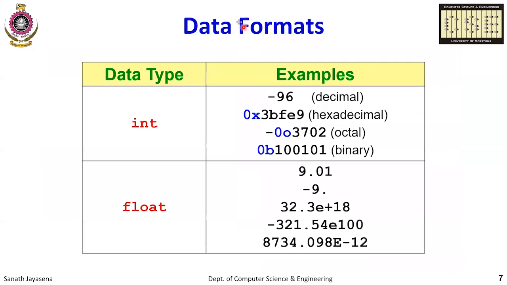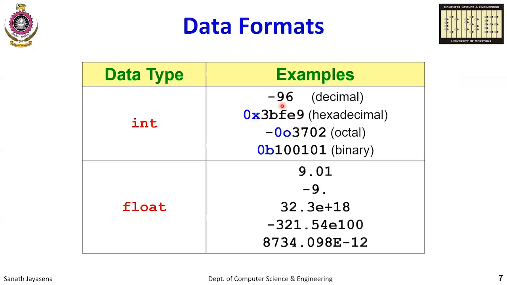Now here are some examples of data types like int and float, just to show you different ways that integers and floating point numbers can be represented. The first one, minus 96, is an integer value, a negative integer. This is one way of representing it, in the normal decimal format that we are familiar with. But we can also use other representations like hexadecimal, octal, and binary. We will look at these in a separate discussion called data representation later.